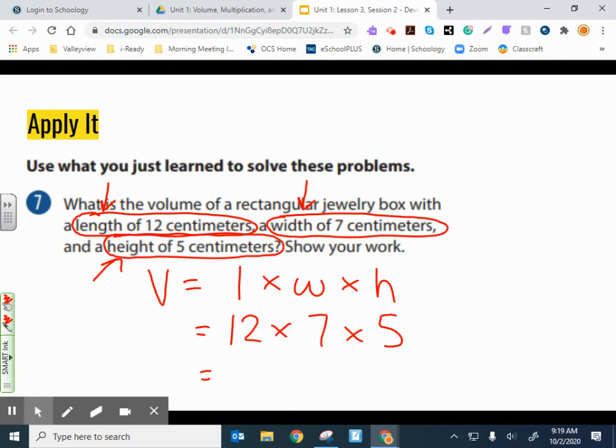I know that 7 times 12 is 84. Again, if you have a calculator handy, by all means. And 84 times 5 would give us 420. And this should be cubic centimeters, excuse me. Yep, those should be your units. So there's the answer for that one.